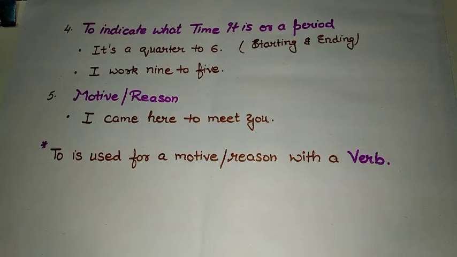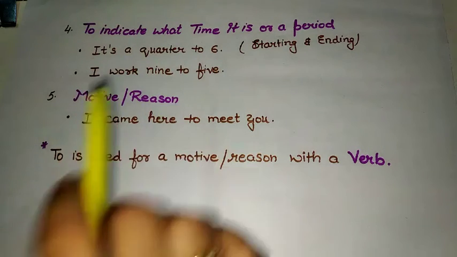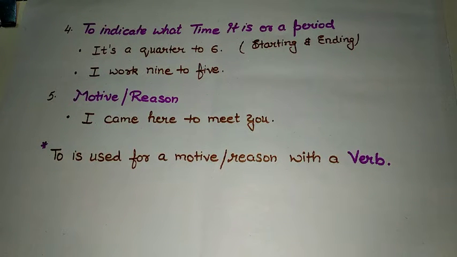Now the next point. "To" is used to indicate what time it is, or we may use it to show a time period. Now I will repeat the same point in the case of "for". Here, how "to" is different from "for" is that when we are using "to" to indicate time, we know what the starting and the ending points are. Like if I say it's a quarter to 6, here I'm using "to" to represent time, right?